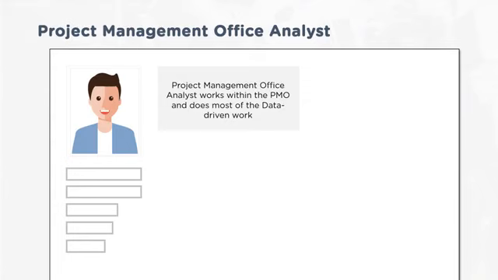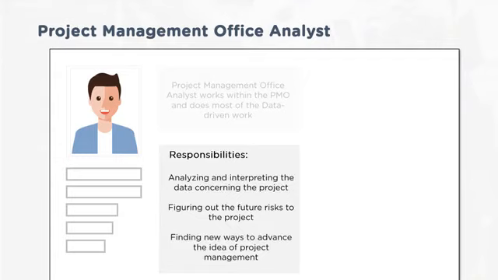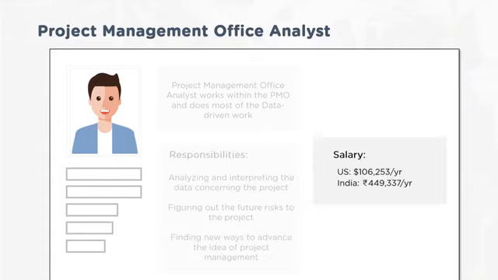Project Management Office Analyst. For this role, the Project Management Office Analyst works with the PMO, meaning Project Management Office, and does not look at the project or manage the project directly. Instead, they do most of the data-driven work which is required for a project to get supported, so that project managers will have better insight. They analyze and interpret the data concerning the project, figure out the future risks to the project, and find new ways to advance the idea of project management. Salary would be 106,253 per year in USD, whereas it is 449,337 in INR per year.